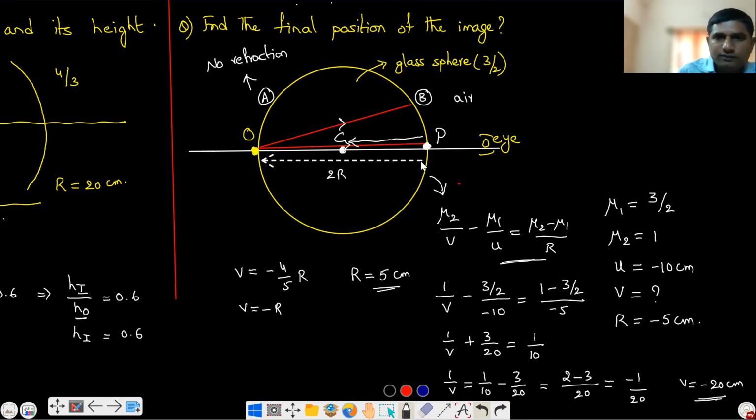Minus 20 means what? From here to here is anyway 2R, means R is 5 centimeters. So that means 2 5s are 10. Correct or not? This is up to here, it is 10 centimeters. Okay. Then 20 means somewhere around here, like this. Okay. So this is called as 20 centimeters. So now image will be formed at here.